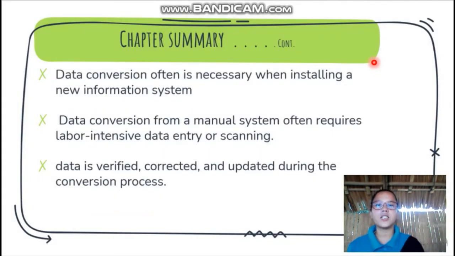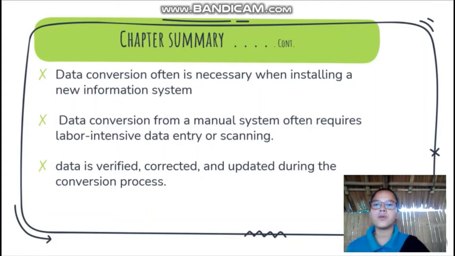Data conversion is often necessary when installing a new information system. When a new system replaces a computerized system, you should automate the data conversion process if possible. The old system might be capable of exporting data in a format the new system can use, or you might have to extract the data and convert it into an acceptable format.